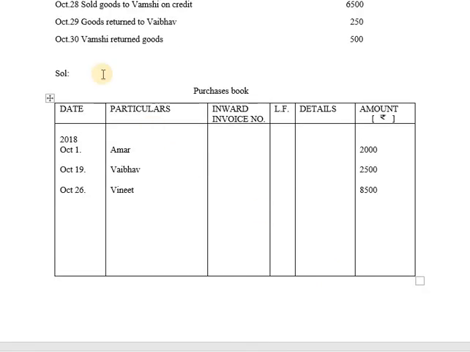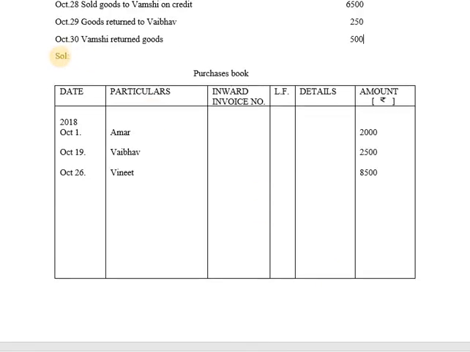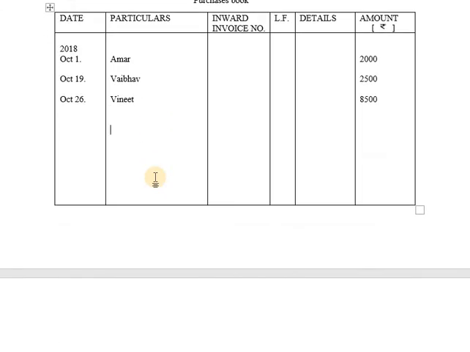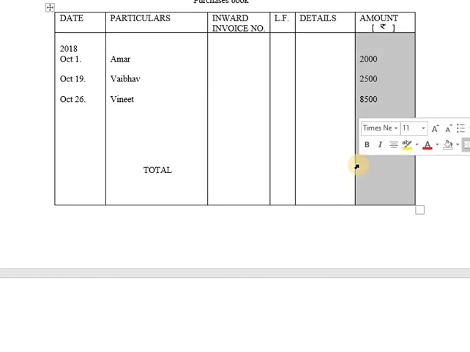we just need to balance, that is, we need to do the total for all the books. So first going with the total of purchases book. Here is the total for purchases book. 8,000 plus 2,000, 10,000, 10,000 plus 2,000, 12,000, 12,000 plus 1,000, 13,000. So here the total is 13,000. So the total of purchases book is 13,000.